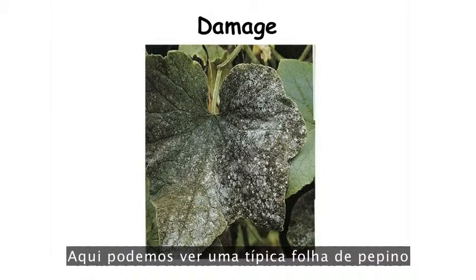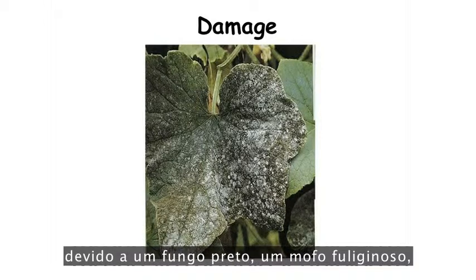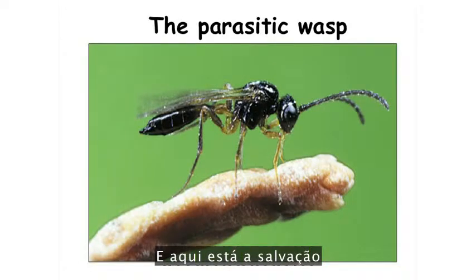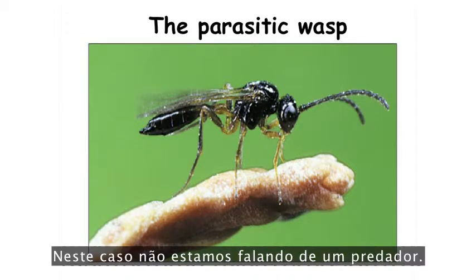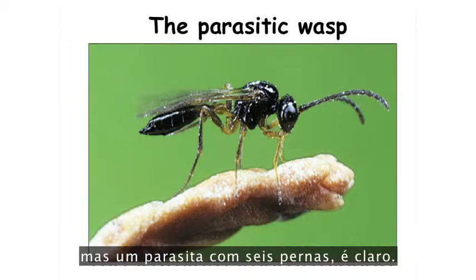Here you see a typical cucumber leaf that turned from green to black because of a black fungus, sooty mold, which is covering it. And here comes the salvation through this parasitic wasp. Here we are not talking about a predator, we are talking about a parasite. Not a two-legged parasite, but an eight-legged parasite, of course.